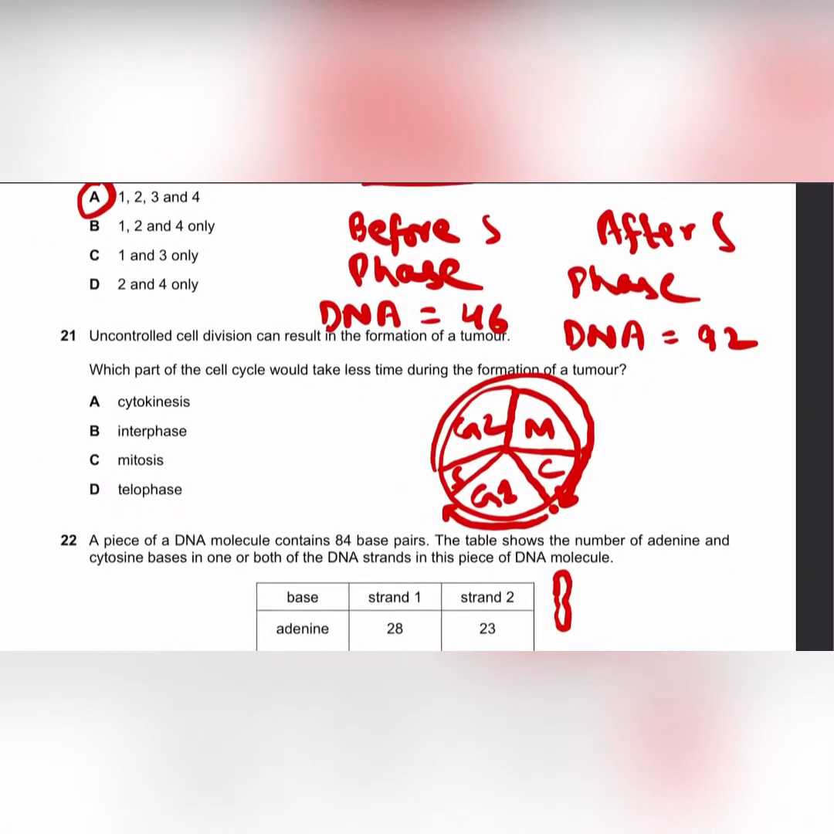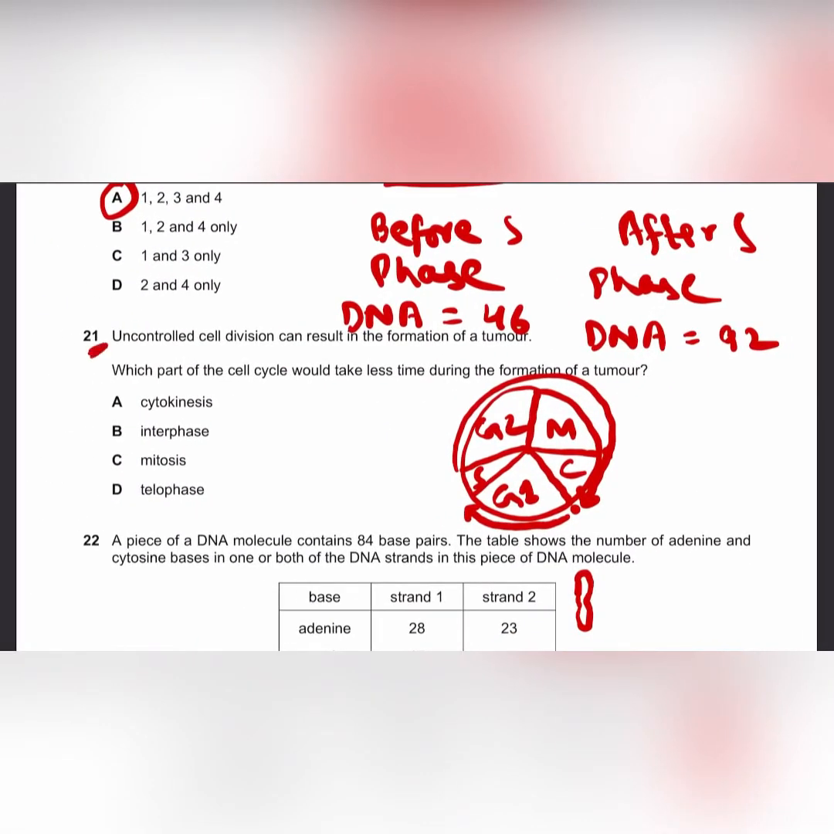MCQ number 21. Uncontrolled cell division can result in the formation of a tumor. Which part of the cell cycle would take less time during the formation of a tumor? As I mentioned in my previous lectures, when a tumor is formed, the cells divide in an uncontrolled manner and interphase shortens. Right?